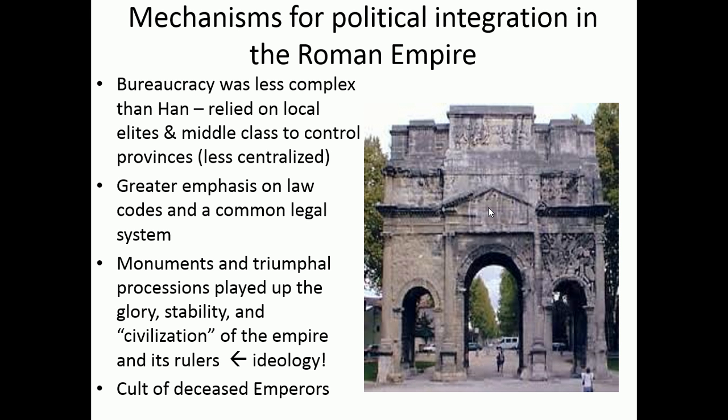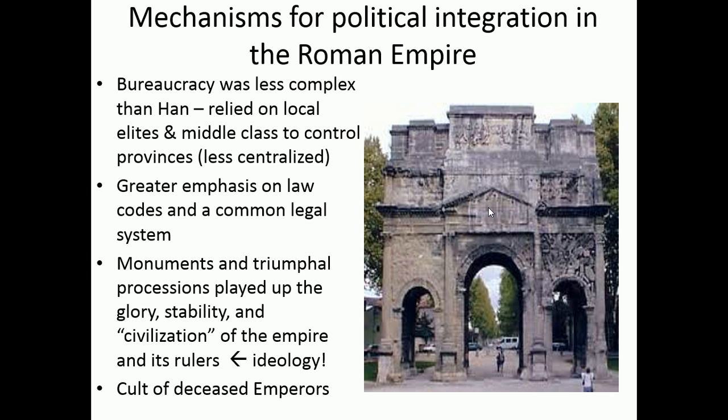And this really becomes Rome's ideology, in the same way that Confucianism and the way the society and the government were structured in China became the Han Dynasty's ideology. The idea that Rome was a glorious civilization that would conquer and bring peace and proper civilization to everyone that it conquered was really Rome's ideology.